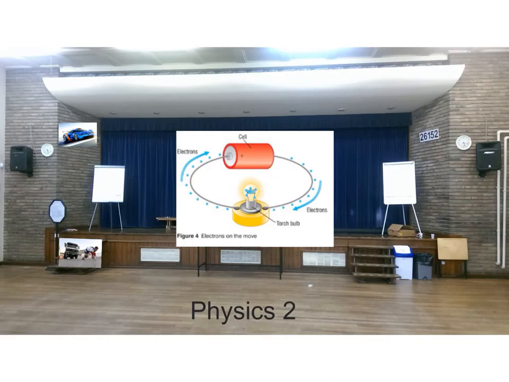Every component has its own agreed symbol. A circuit diagram shows how components are connected together. A battery consists of two or more cells connected together. The size of an electric current is the rate of flow of charge. Electric current equals the charge flow divided by the time taken.